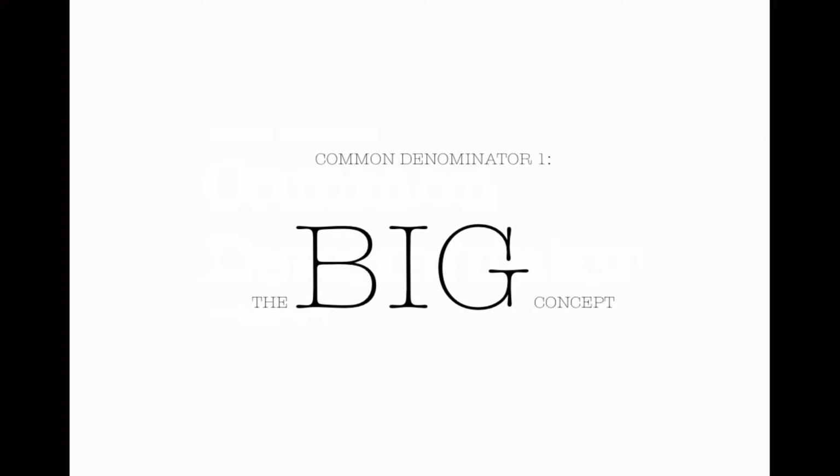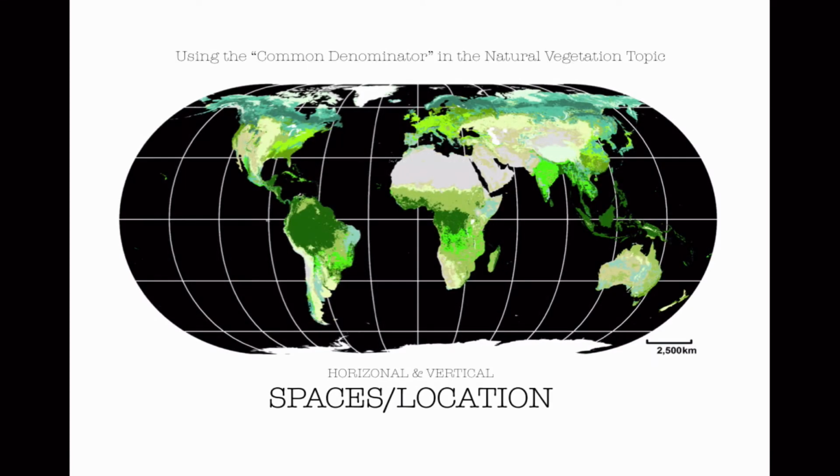The first common denominator that I use in the teaching and learning of geography is the whole idea of a concept, a common concept that revolves around all the various different topics. And what is that concept in geography? It is the concept of spaces. It is the concept of location. Basically, in layman's terms, they mean the same thing. Places, which place is this? Which is the place? Which is the location?